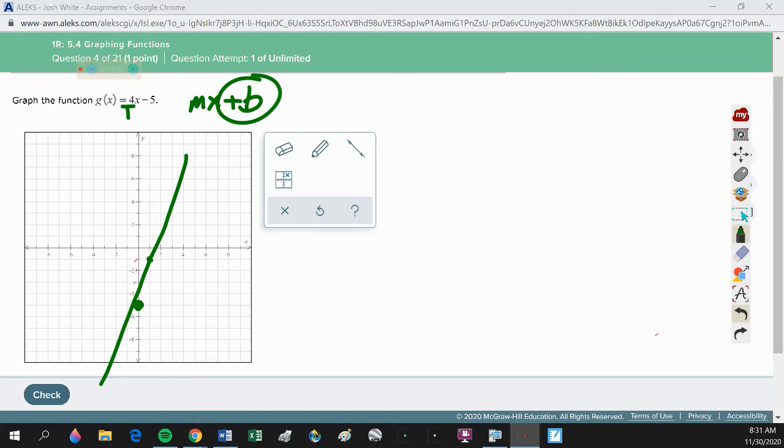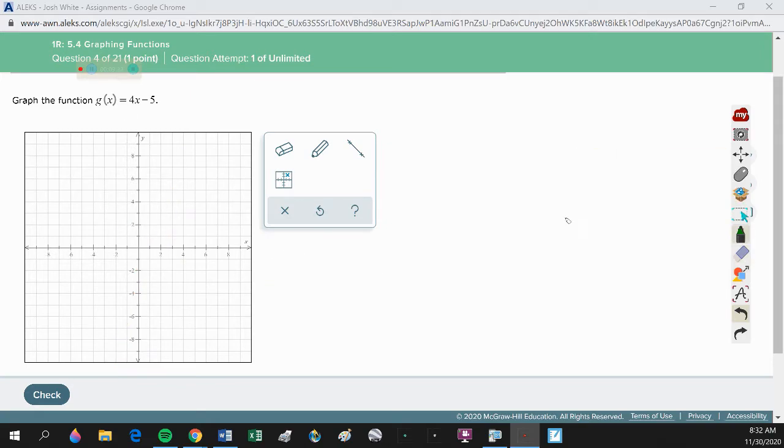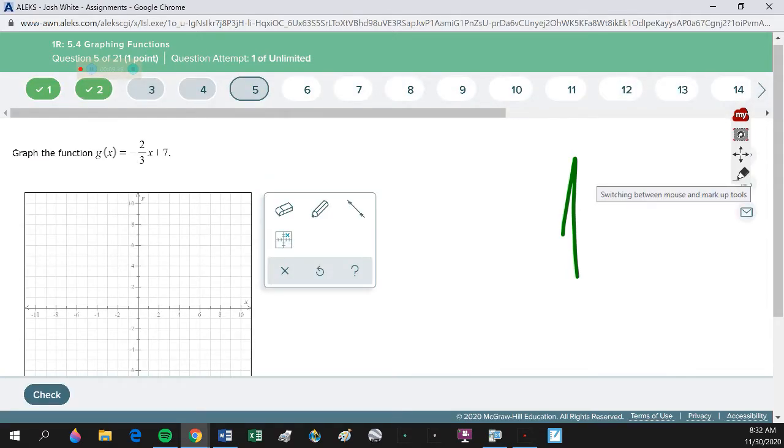And then we connect the dots. You guys remember that? What if it said -2/3 x plus 1? We start at y equals 1, and then the slope would be down 2 and over 3. It would look like that. All right, number 5. Oh, same thing. So we would start up 7, down 2, right 3.